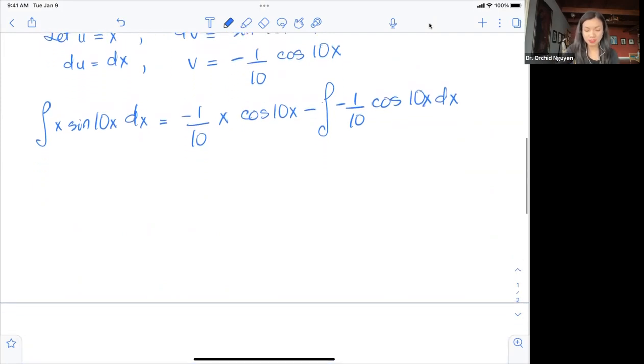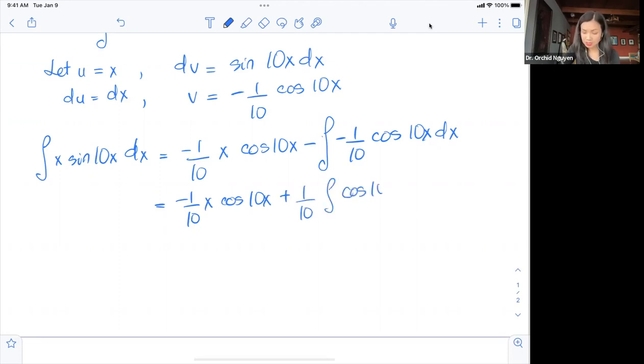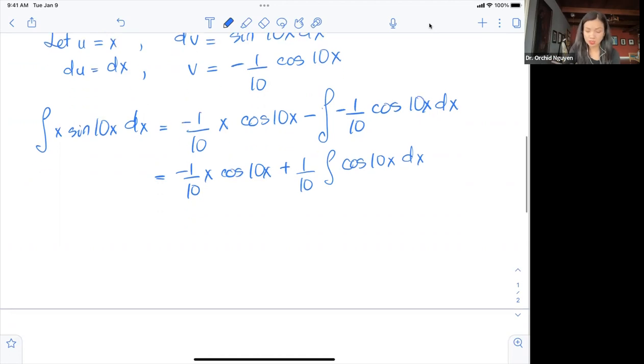Okay. I can definitely simplify this. So I'm going to go ahead and take the negative 1 over 10 out. So it's turned into a positive 1/10 times the integration of cosine 10x dx. This one should be really easy to integrate. You just have to use u substitution.